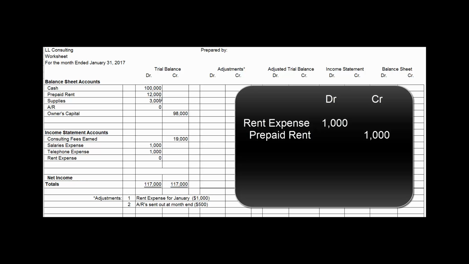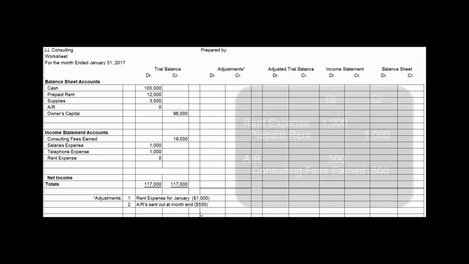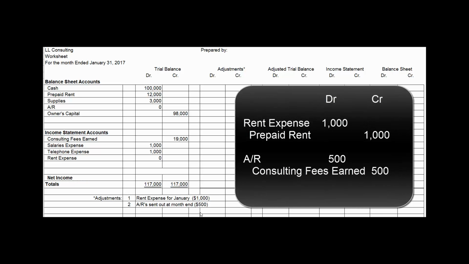It's an adjusting journal entry, so there's no debit or credit to cash. We book rent expense, expenses increase with debits, and we reduce the asset prepaid rent. If assets increase with debits, they decrease with credits. The second is to accrue for accounts receivable, some revenue that we've earned that we hadn't yet booked. Debit accounts receivable, which is an asset, and credit consulting fees earned. Consulting fees earned is a revenue account, and it increases with credits.